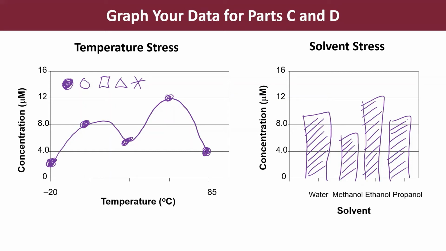So for your lab report, you're going to have 3 graphs. The first one is going to be the standard curve. The second one is going to be the temperature test. The third one is going to be a solvent test. All of them are going to be beautiful and you're going to get lots of marks in your lab report.